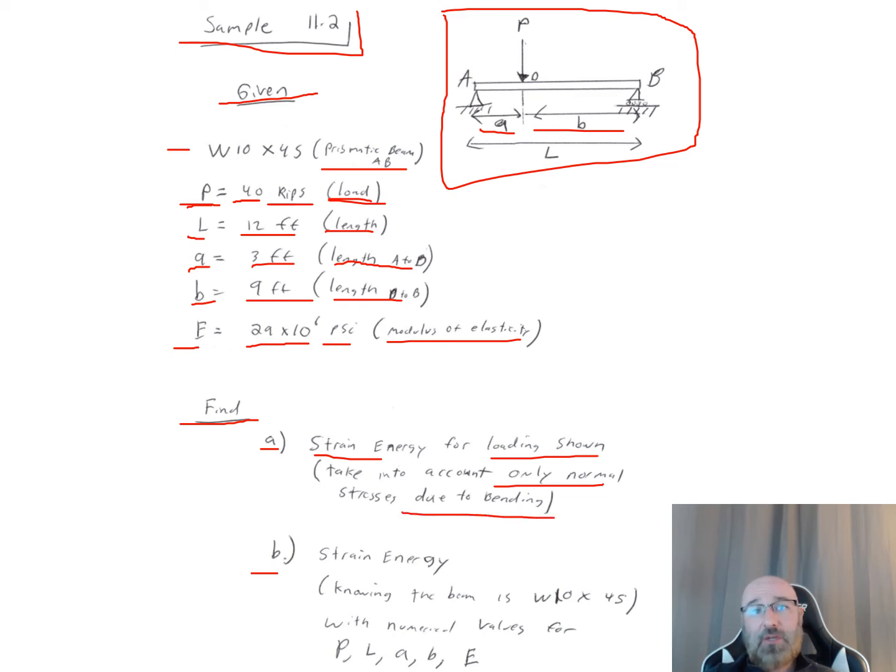And this is all going to be in terms of variables. But for part B, they want us to find the strain energy, knowing that now we have this W10 by 45 prismatic beam, and we have numeric values for my P, my L, my a, my b, and my E. We can plug those in and solve based upon those given numeric values, which we've listed up here in our given section.